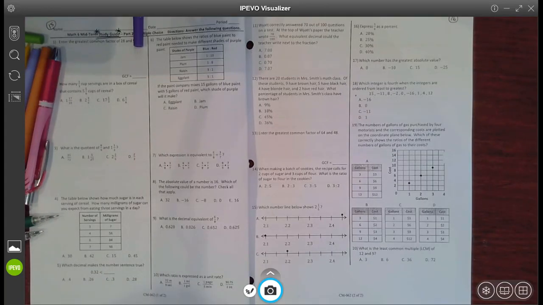Hello, my little mathematicians. We're going to continue working on one of our midterm study guides, study guide number 2. I'm going to do numbers 11 through 20. So let's take a look at number 11.